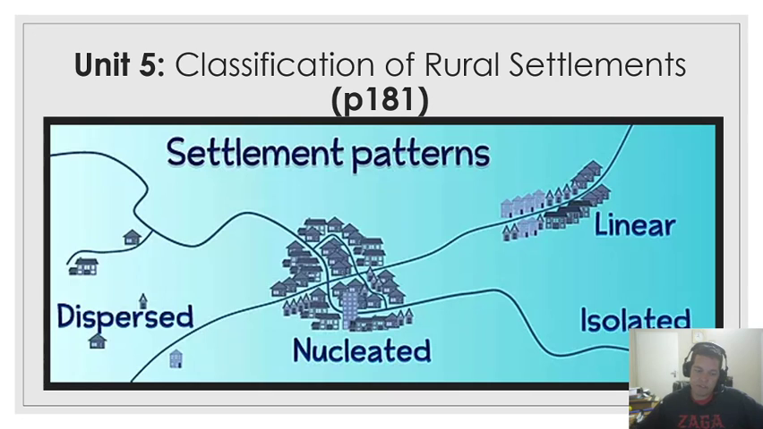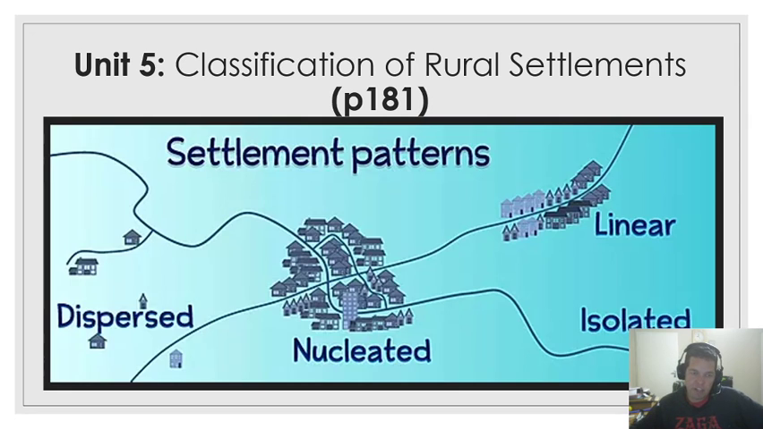Now we get to the second unit which we're looking at today, which is how do we classify rural settlements based on their shape. And we will again look at some examples from Google Earth. This just gives you a quick rundown. Obviously the isolated one is probably hidden behind my head, so we can't really view that one. The first one we'll look at is the center one, which is the nucleated settlement pattern, which means buildings clustered around a central location.